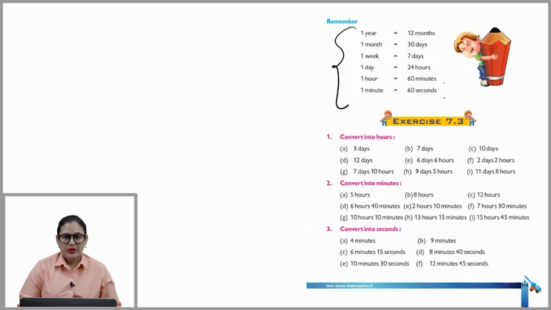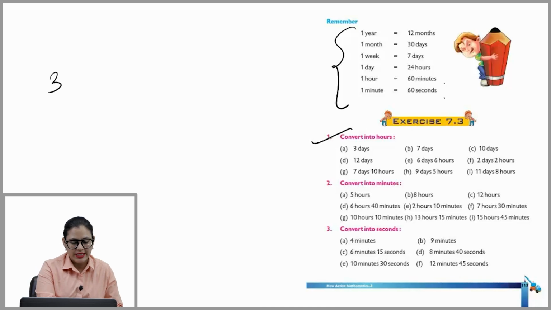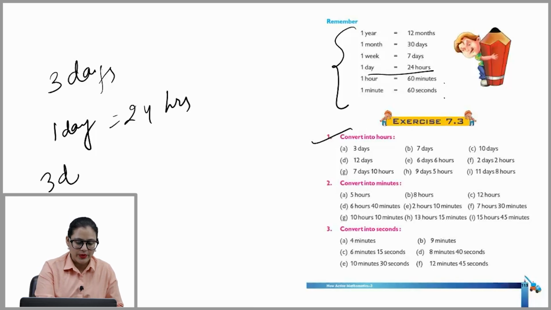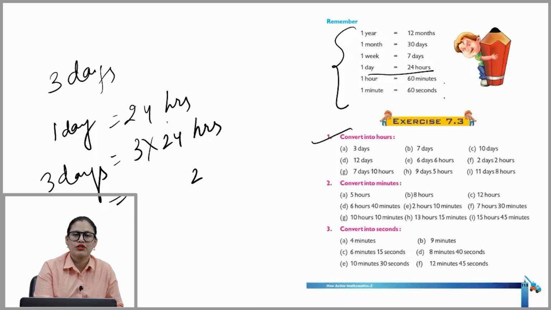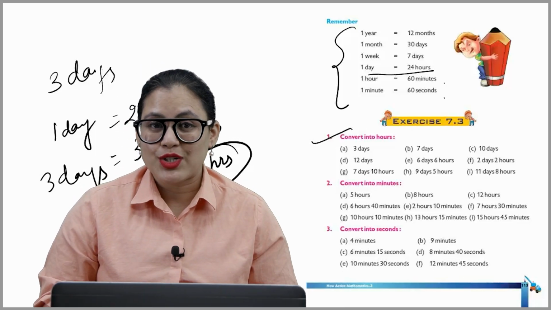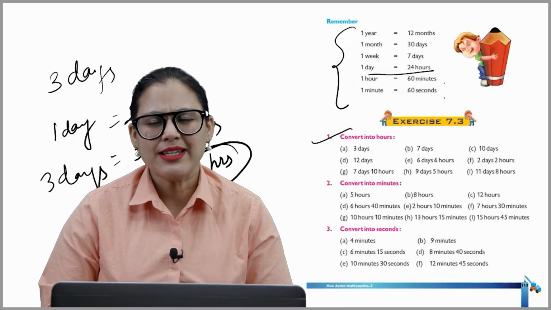Now let's do exercise 7.3. Question number 1, convert into hours. 3 days. You know, 1 day is equal to how many hours? 24 hours, okay. So 3 days will have 3 into 24 hours, okay. 3 4s are 12, 1 carry, 3 2s are 6, plus 1, 72 hours. So there are 72 hours in 3 days, okay students. Now you will do practice of remaining questions and keep practicing.